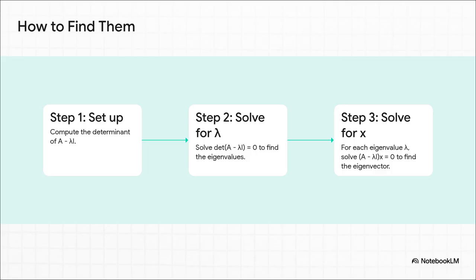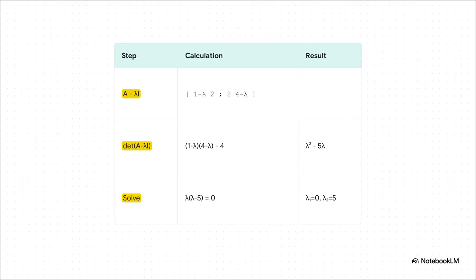So finding them is a super clear three-step process. First, you set up this characteristic equation. It looks a little scary, but it's straightforward. Second, you solve that equation for lambda. The answers you get are your eigenvalues. And third, you take each eigenvalue you found, plug it back in, and solve for its corresponding eigenvector. And here's a perfect example of that process in action. We take our matrix, we subtract lambda from the diagonal elements, then we calculate the determinant.